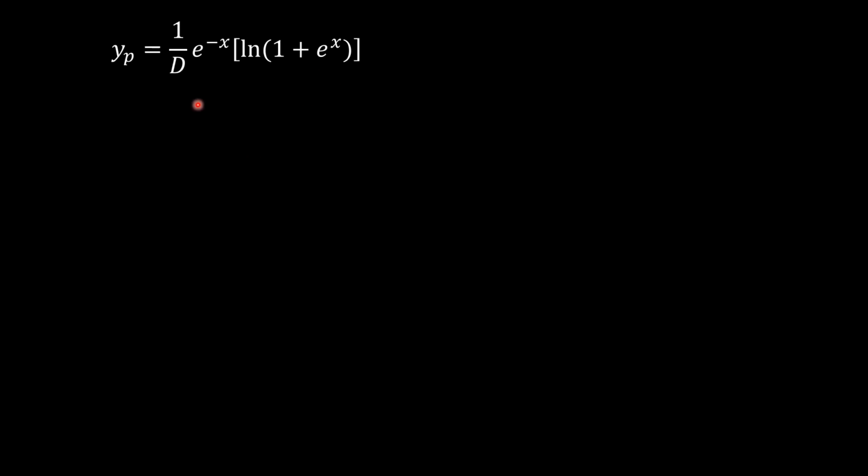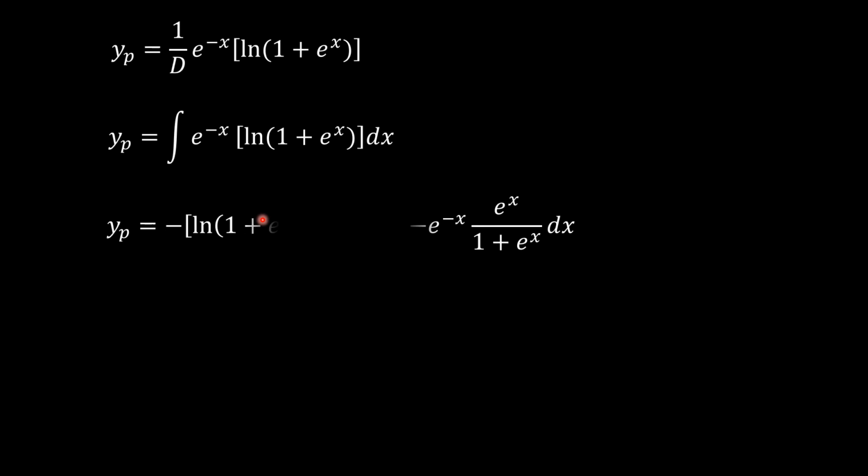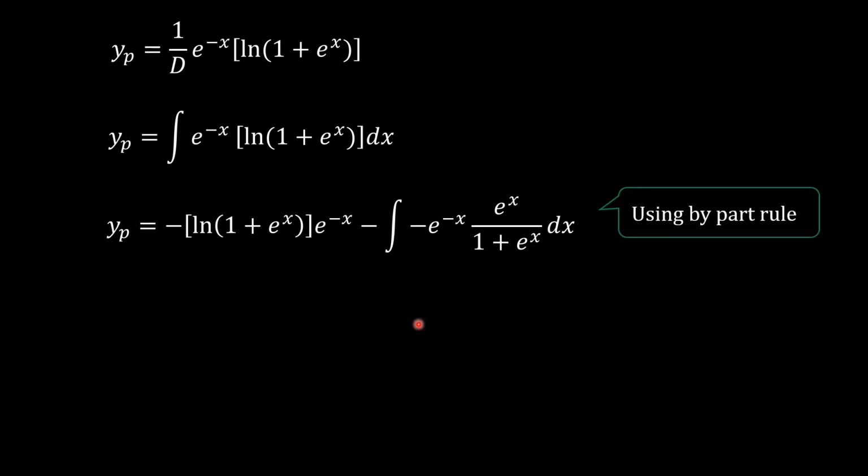Now we have seen that 1/D is nothing but the antiderivative operator, which is the integration. So evaluate the integration of this term. Use the by-parts rule here, which gives us -ln(1 + e^x) e^(-x) minus the integral of -e^(-x) e^x/(1 + e^x) dx, which we have obtained using the by-parts rule.